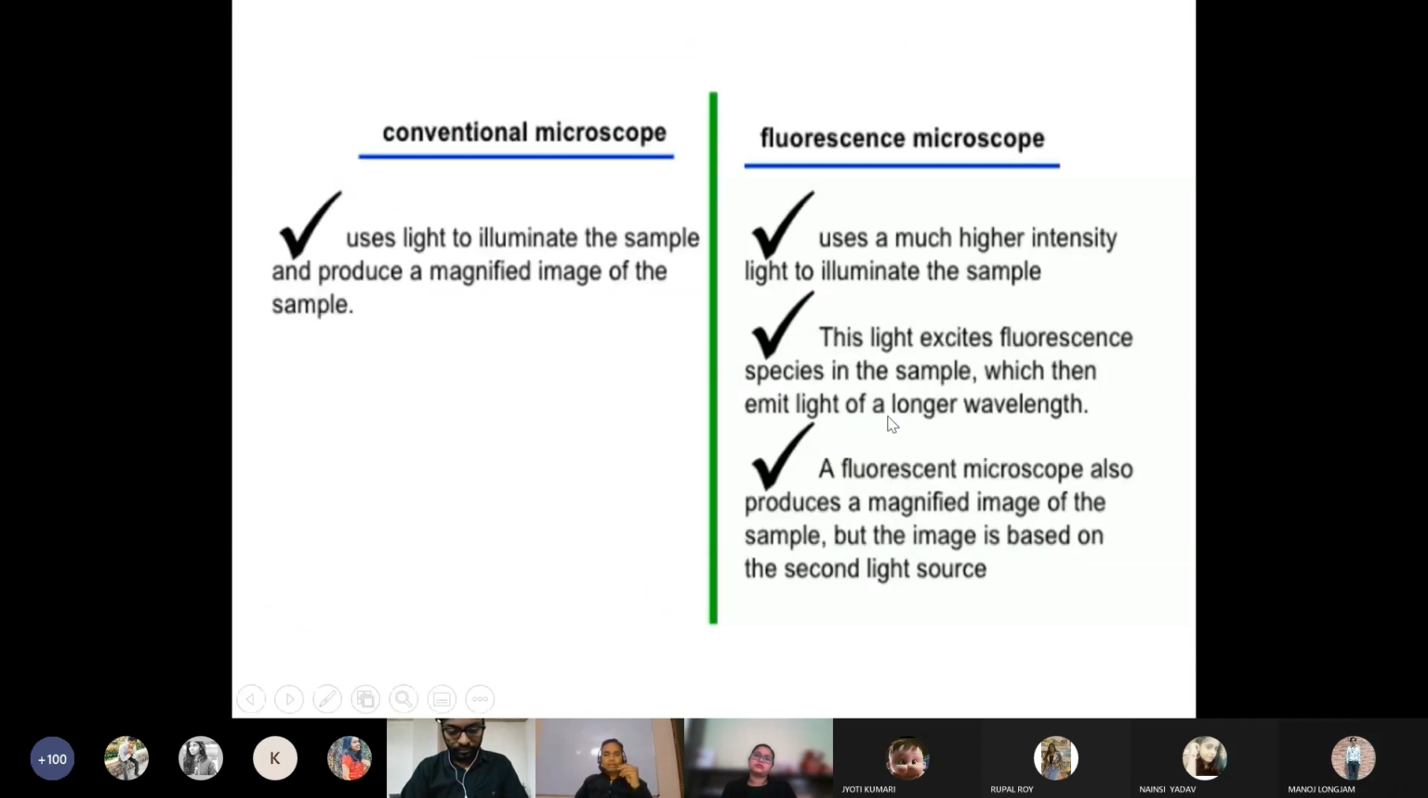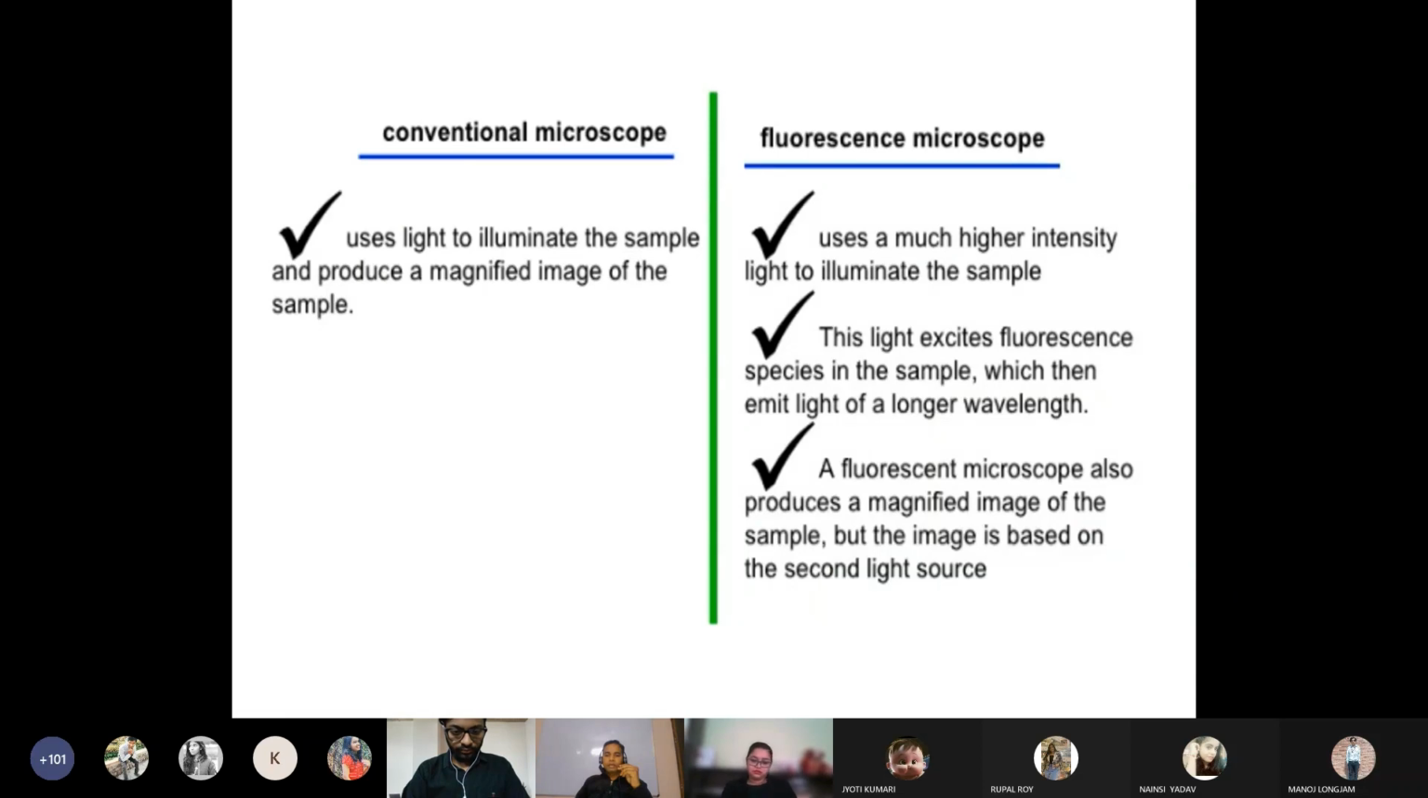So let's move on to how it is different from a conventional microscope. It uses much higher intensity light to illuminate the sample, as compared to the conventional microscope. The light excites fluorescent species in the sample, which then emit light of longer wavelength.